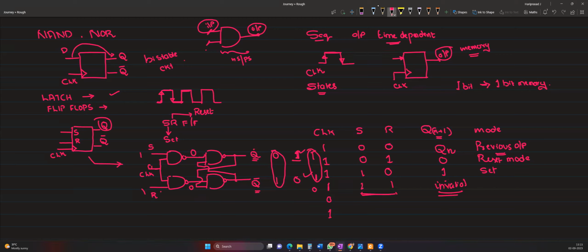Now if clock is 0, both of the gate outputs are forcefully 1. For example, if you have input 0, 1, it remains 0, 1. If it was 1, 0, that also will remain 1, 0. So irrespective of the input, if clock is 0, it will be the previous state. Whatever the previous output was, that will remain as it is.